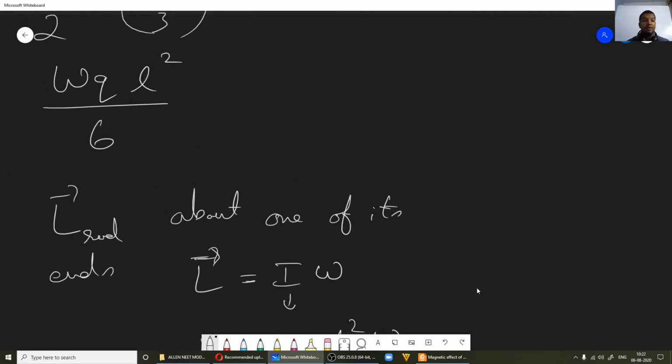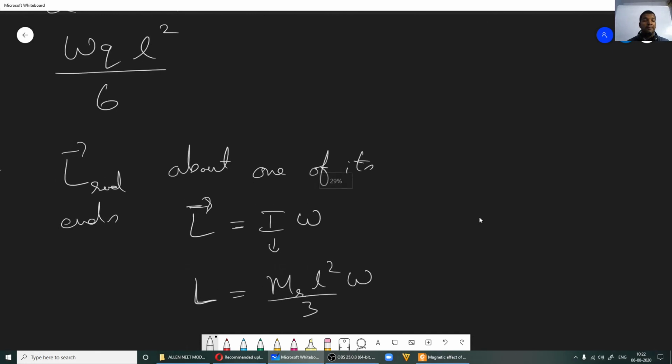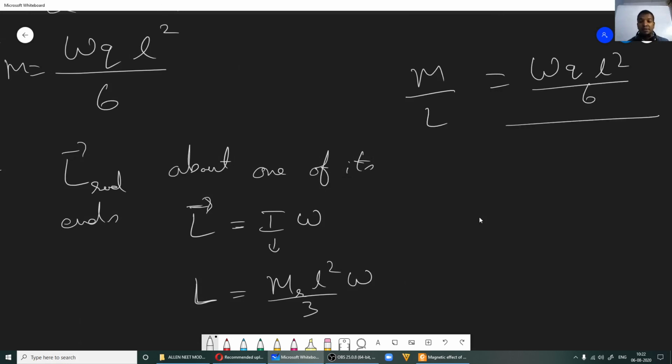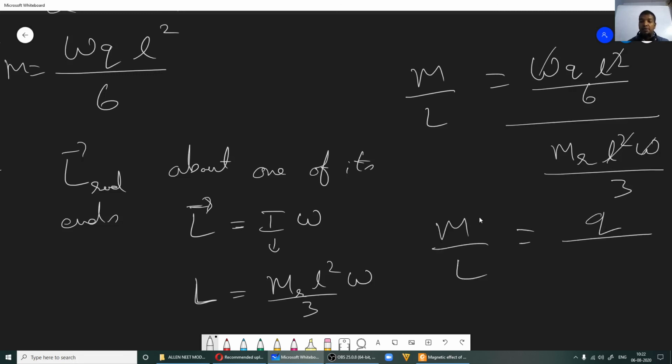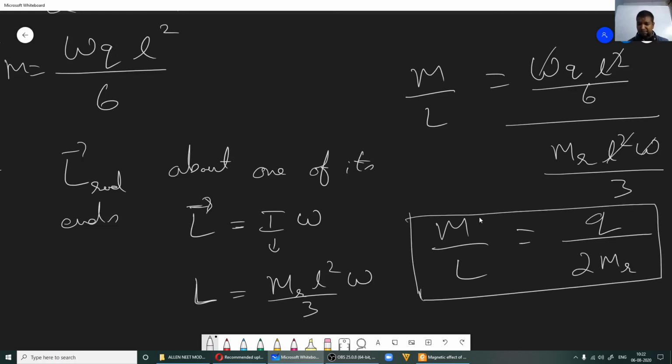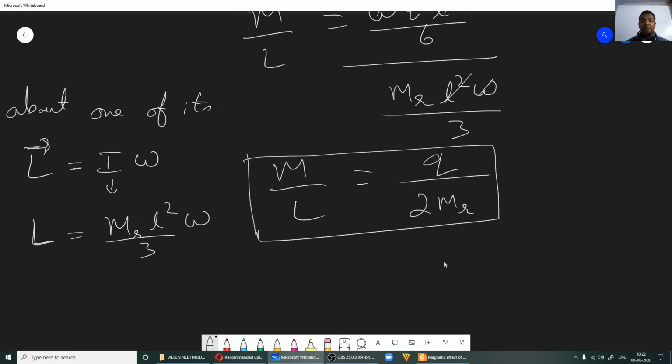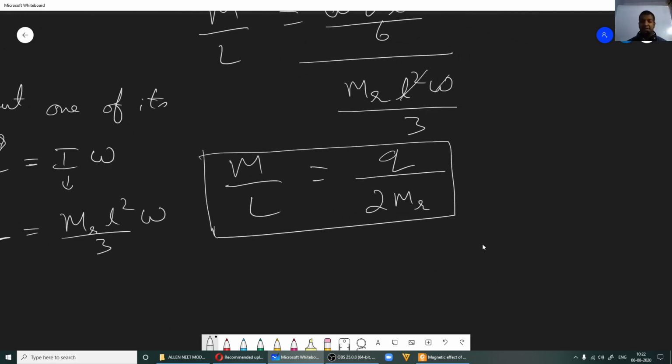So if you take the ratio of, see here we have m, it is magnetic moment m, and L, right? So if you take the ratio of m by L, you will observe that you will get it as omega q L square by 6, the whole thing divided by M r L square omega by 3. Okay. So L square omega will get cancelled. Eventually you will get it as q divided by 2 M r. The ratio of magnetic moment to angular momentum, it is still q divided by 2 M r.